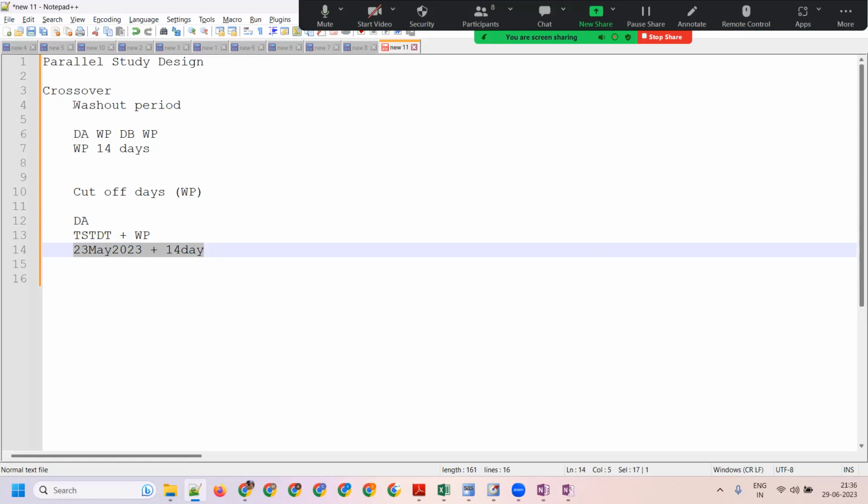Correct? Sir, one question, sir. Sorry to interrupt you. Is it the treatment start date or the treatment end date we have to consider? Treatment end date plus washout period, right? Then only drug A comes into the picture. The treatment start date and treatment end date remain the same, right?